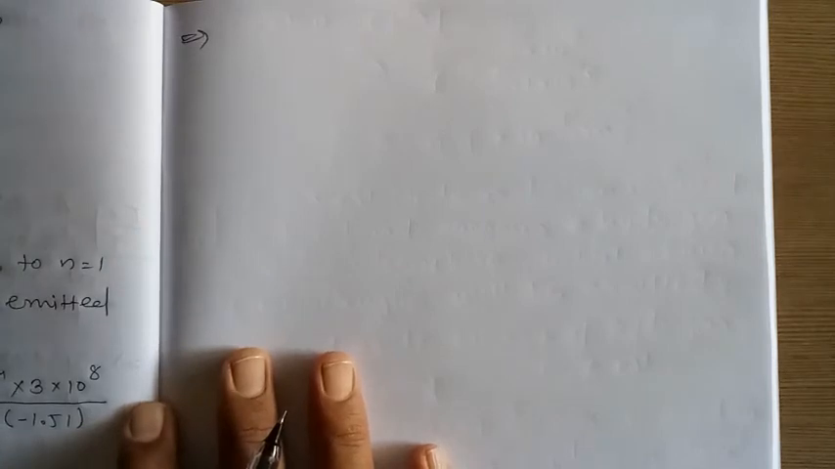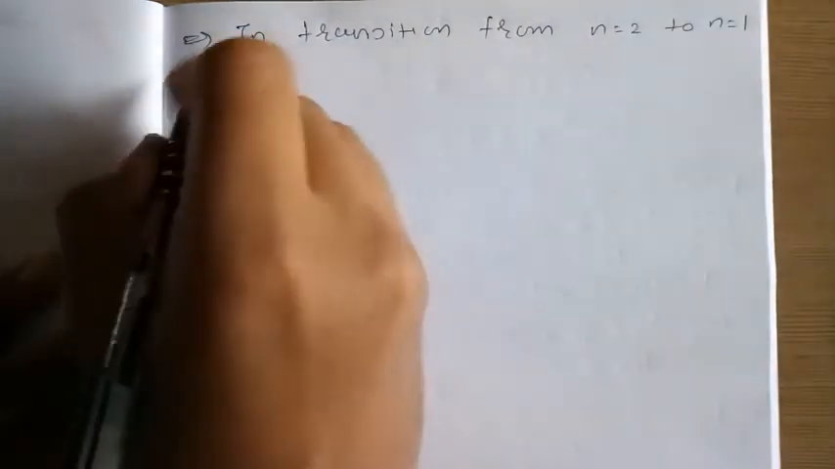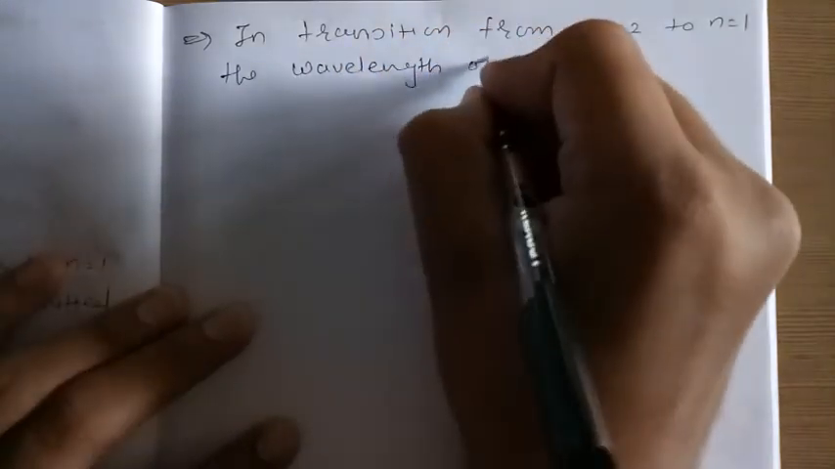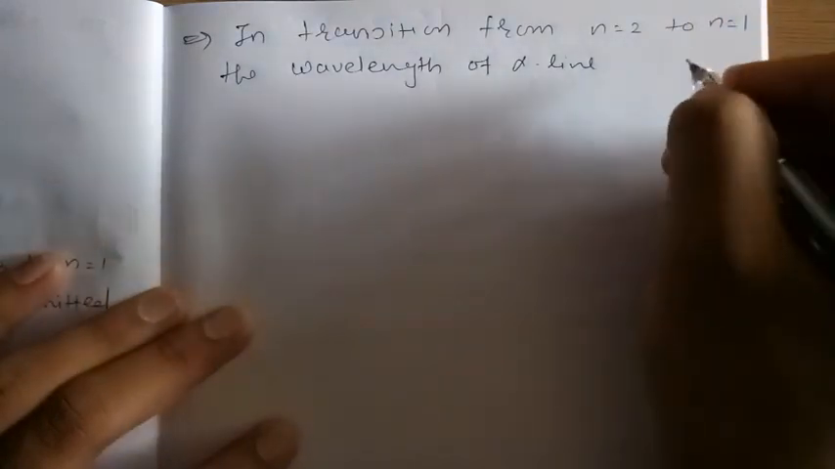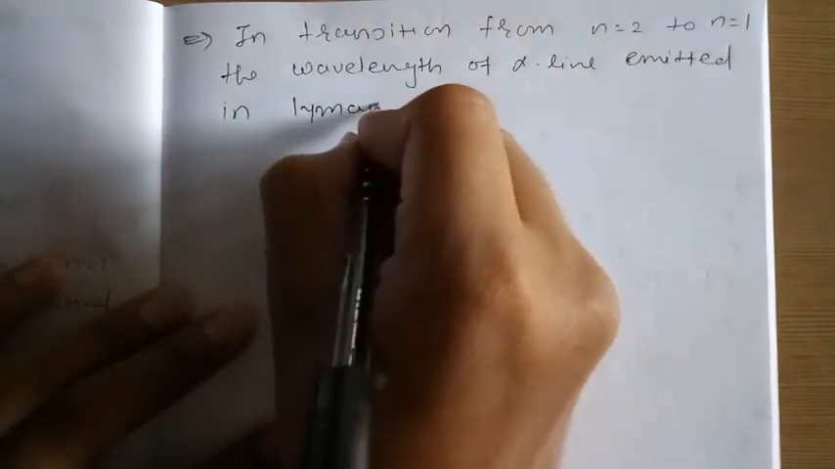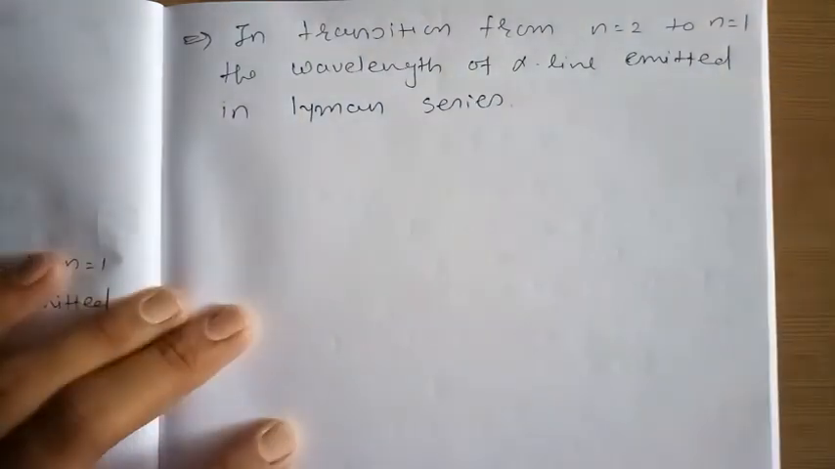Now in the transition from n equals 2 to n equals 1, the wavelength of the alpha line, because the change is 1, for a change of 2 it would be the beta line. So here the wavelength of the alpha line is emitted, and since n equals 1, it is the Lyman series. Here the transition is from n equals 2 to n equals 1.